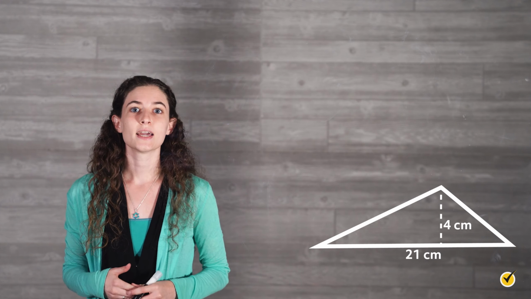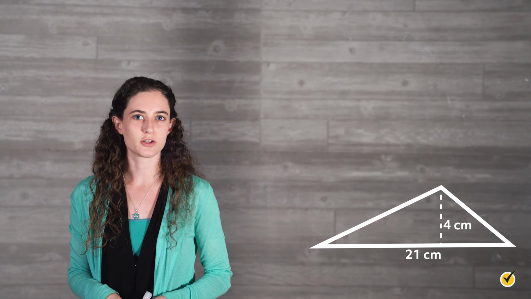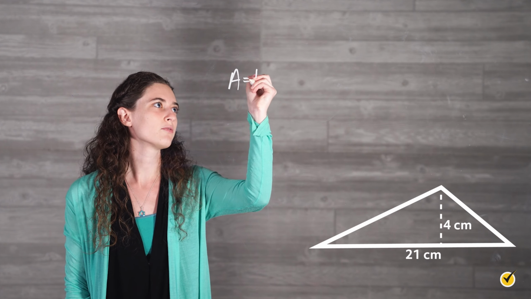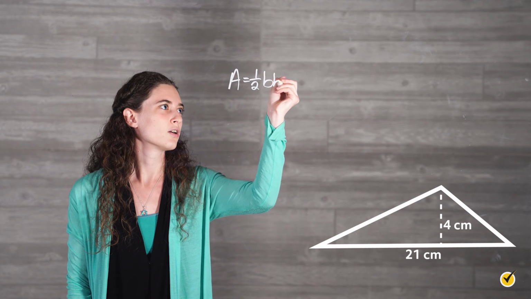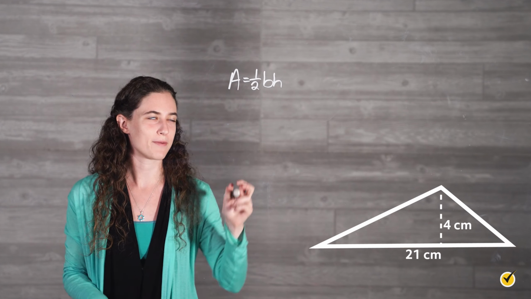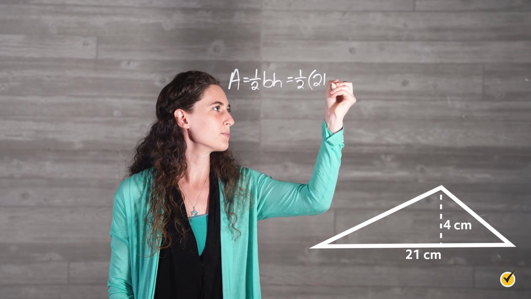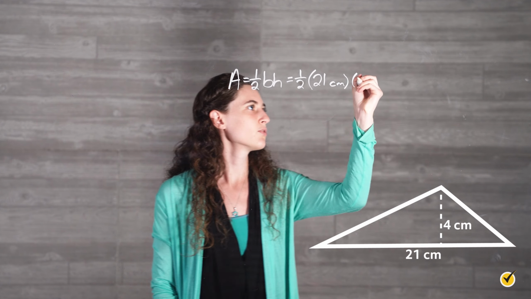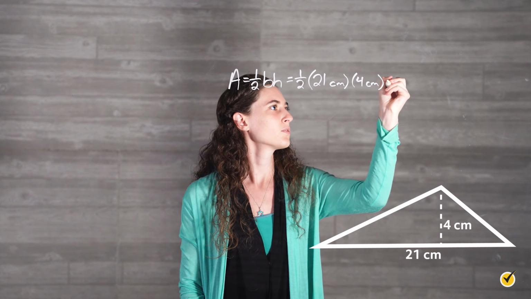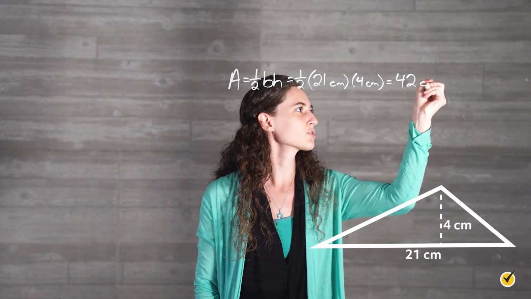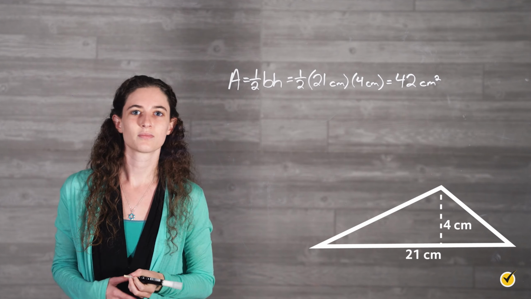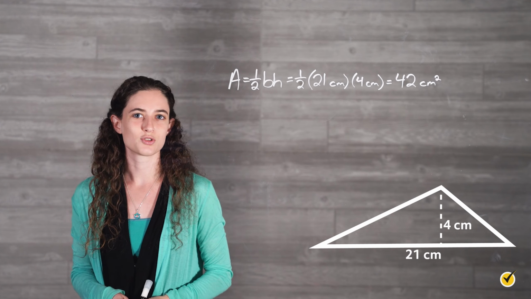Let's try another one. What is the area of this triangle? In this example, our base is 21 centimeters and our height is 4 centimeters. If we plug these numbers into our formula, we get area equals 1/2 BH. We always write our formula just so it helps us remember it. Equals 1/2 times 21 centimeters times 4 centimeters, which is equal to 42 centimeters squared. The area of our triangle is 42 square centimeters.